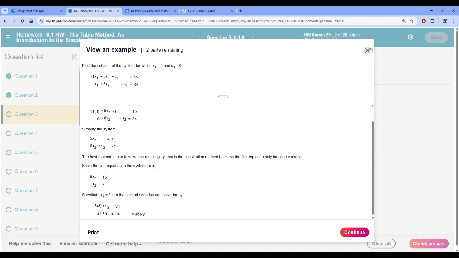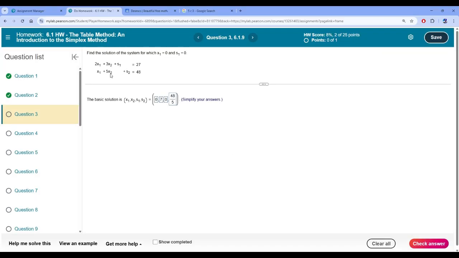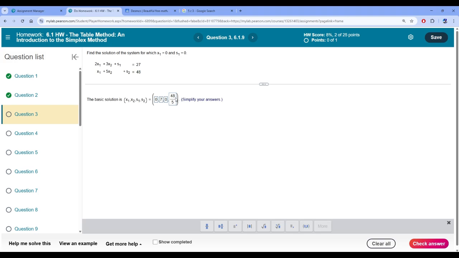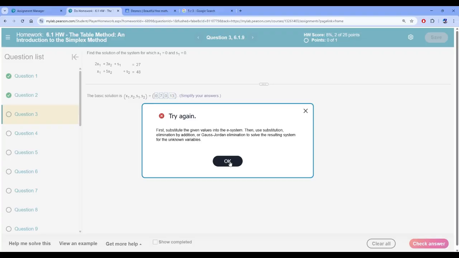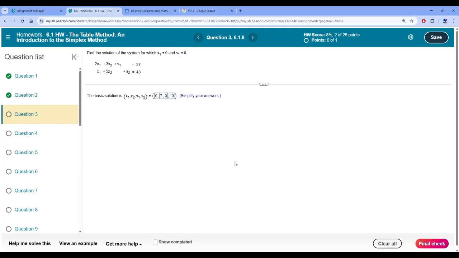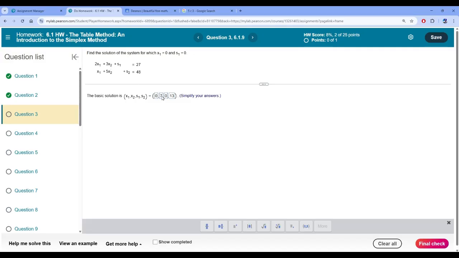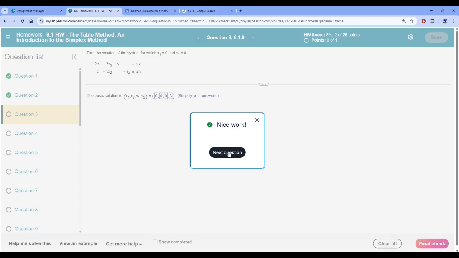Oh, and then just plug it in. Okay, so hold on. I got that x2 is equal to 7. 7 times 5 is 35. 48 minus 35 is 13. It should be 13. Oh wait, 27, that's not 7, that's 9. And then 45, that's 3. Okay, I'm understanding this a little better now.